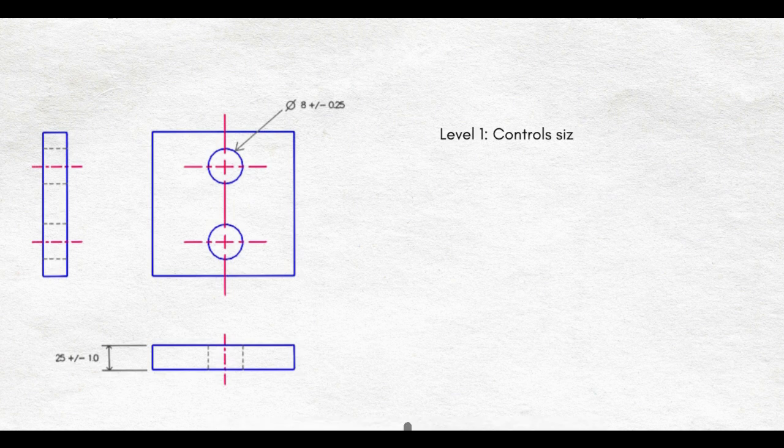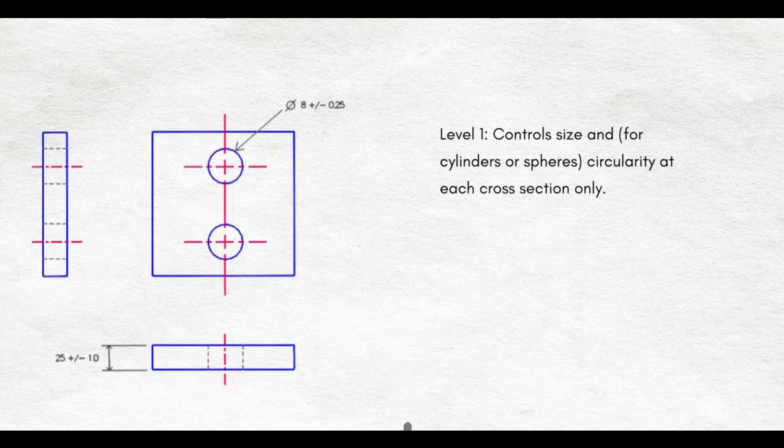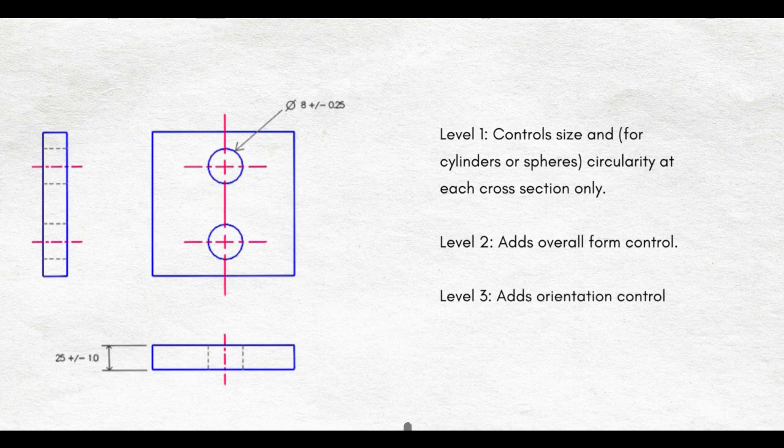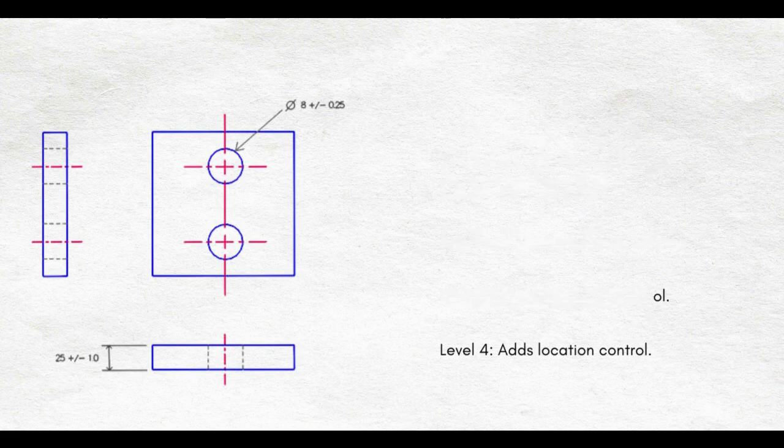Level 1 controls size and, for cylinders or spheres, circularity at each cross-section only. Level 2 adds overall form control. Level 3 adds orientation control. Level 4 adds location control.